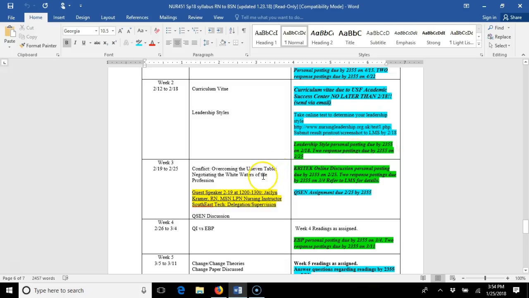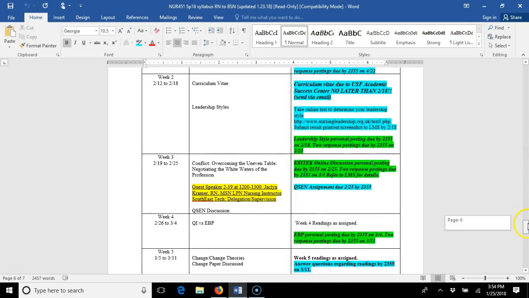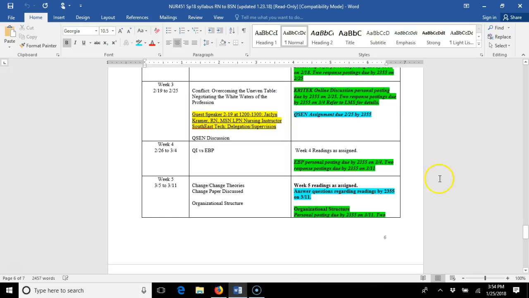Week 3, we're going to talk about conflict and ways to deal with that conflict. There's conflict all around. And so this is where that Crytek book comes into play. There are postings due for this. And then there's also going to be a CUSIN competency assignment right here, as we discuss CUSIN later on that week.